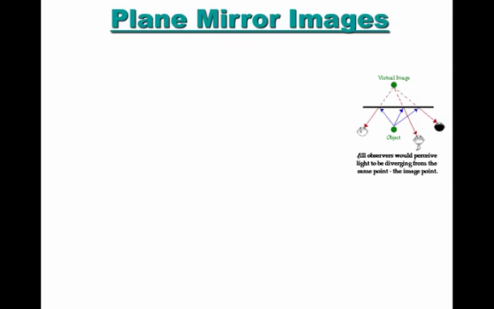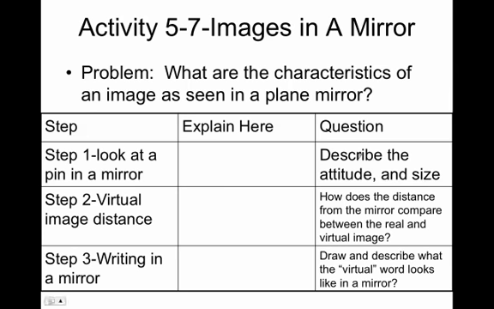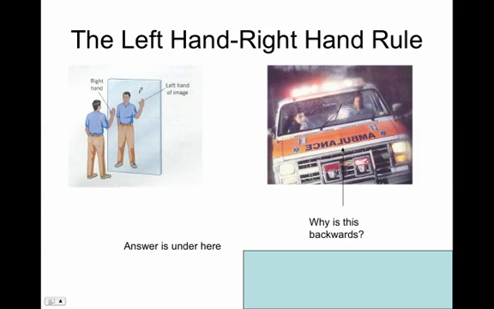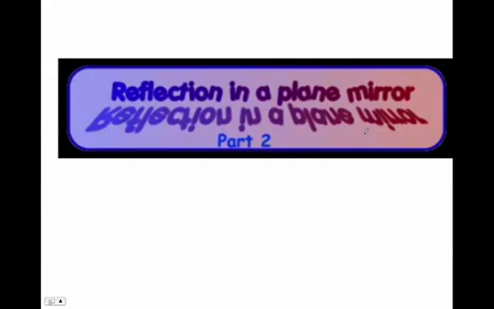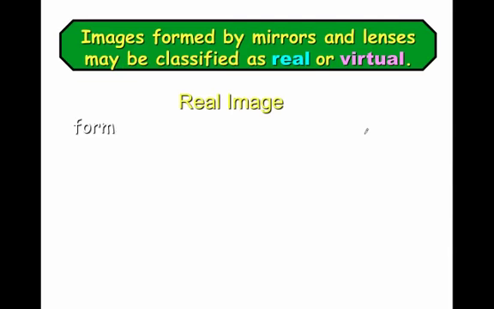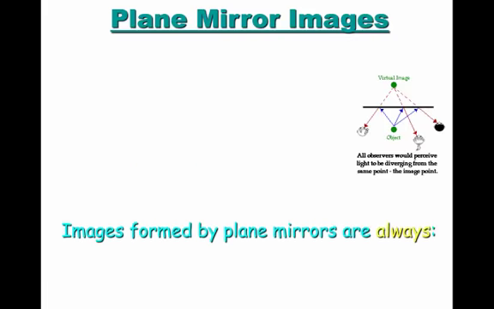The other thing we should notice is the following. If you look in a mirror and you hold up your right hand, in the mirror it looks like your left hand. Or when you're driving, if you look at an ambulance, it's written backwards for a reason. It's called the left-hand, right-hand rule when it comes to reflection. Look at this, reflection. So we've done this one already. Let's go past these.